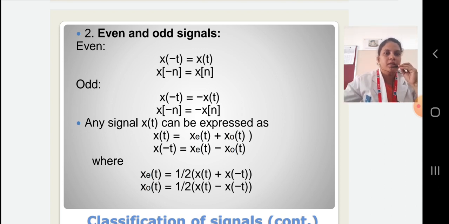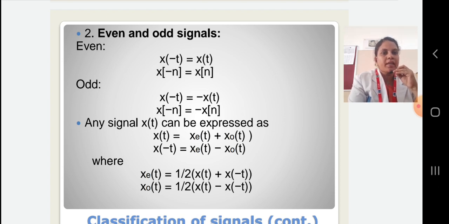And from that, we have to separate the whole signal into two types. One is the even part of the signal, another one is the odd part of the signal. That is, x of t is represented by means of two components, even component plus odd component: x of t is equal to x e of t plus x o of t. So e for even part and o for odd part.